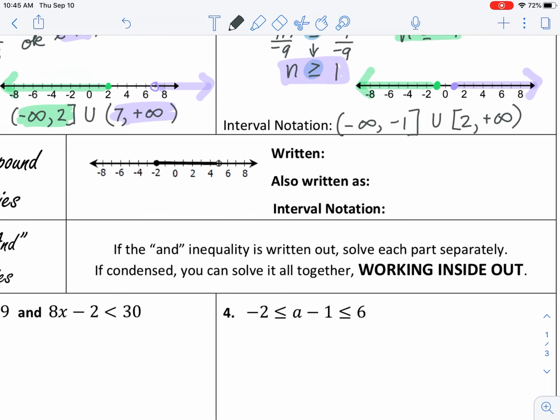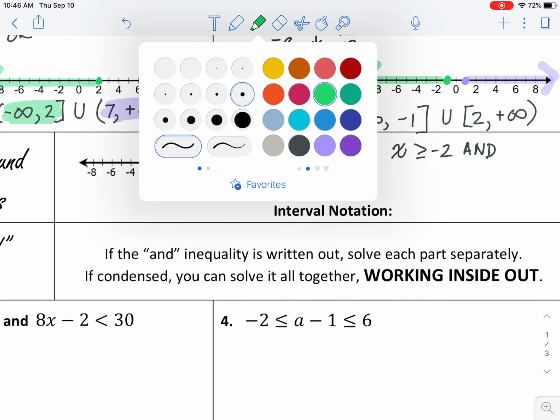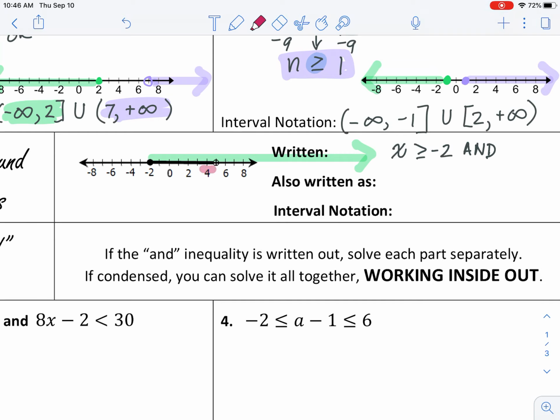With and, these are the ones where it has to satisfy both parts of the inequality. So our solution is where they overlap. I'm just going to show you in two colors to show you how this works. This one would be x is greater than or equal to -2. And then we put and in between instead of or. And the other part is going to be x is less than 5.